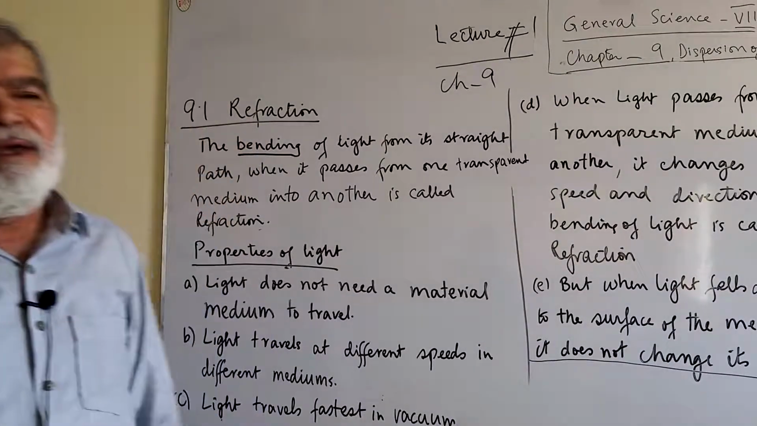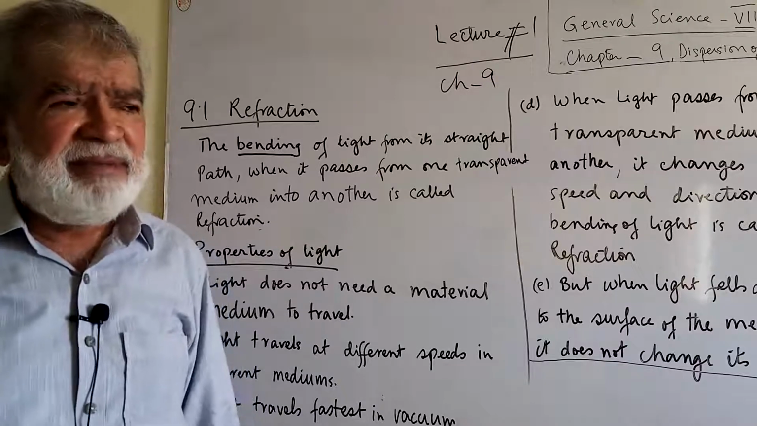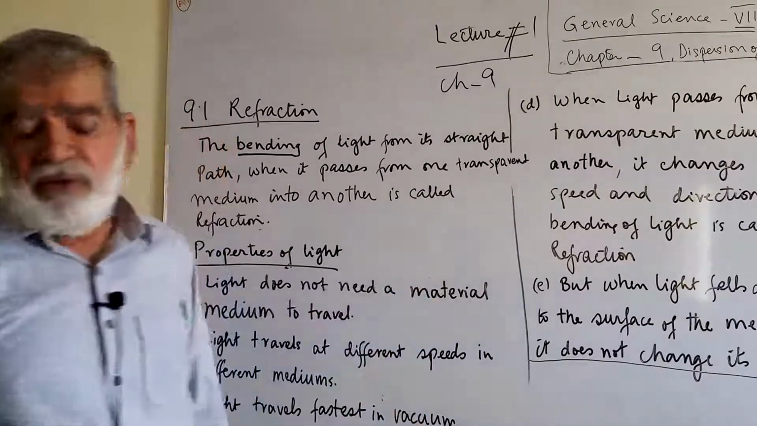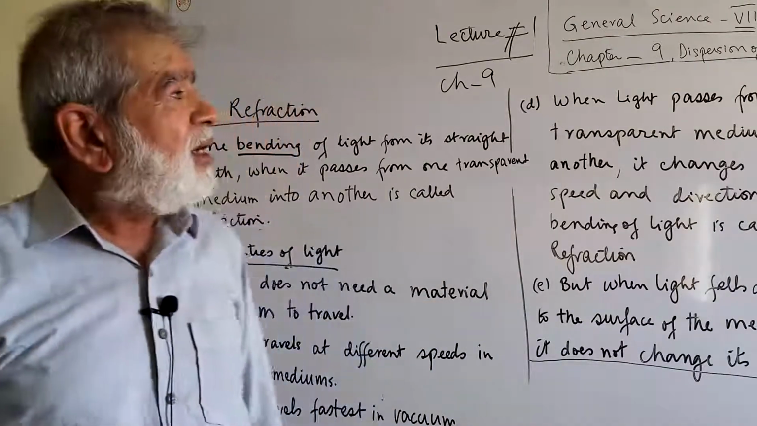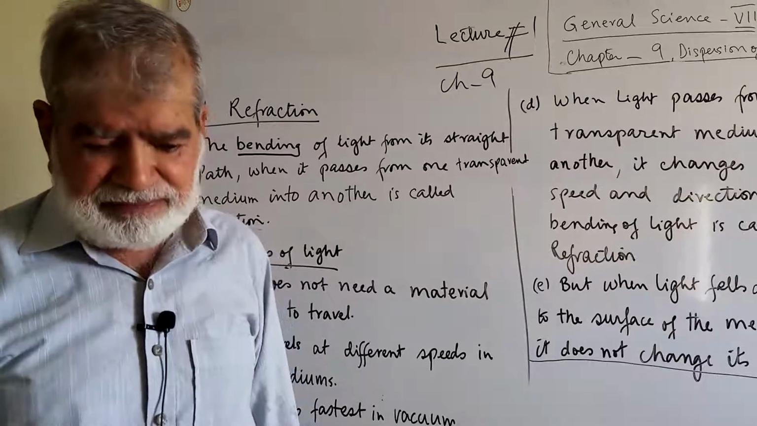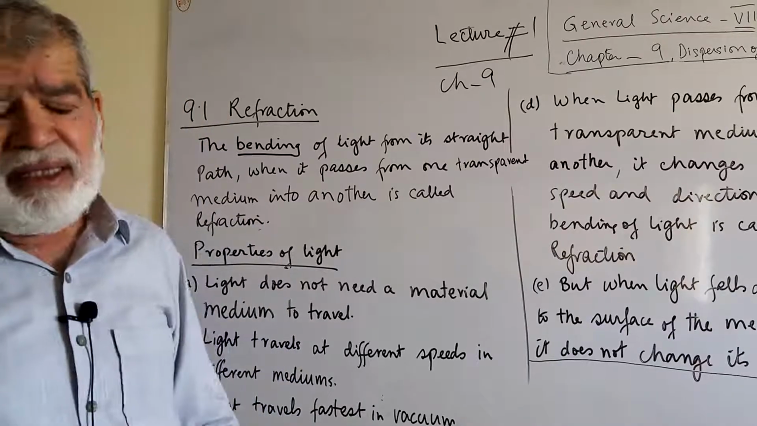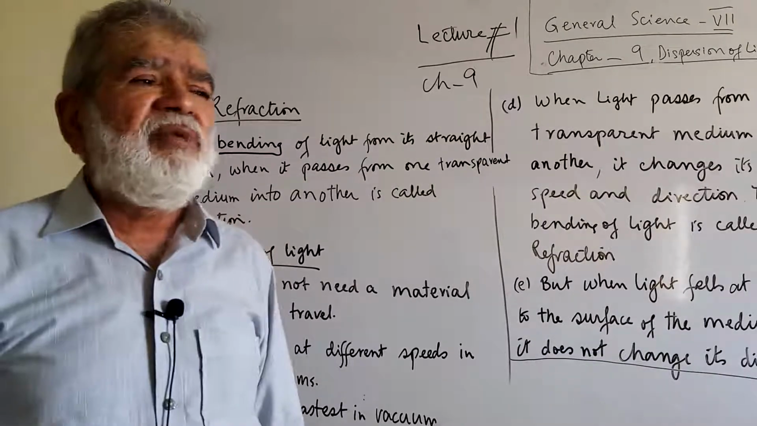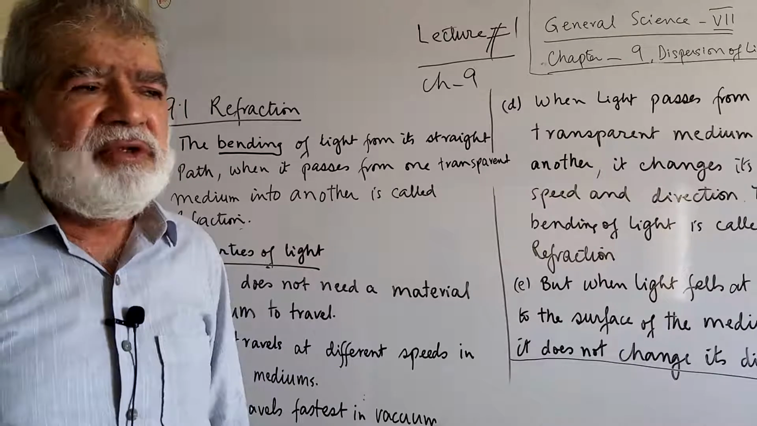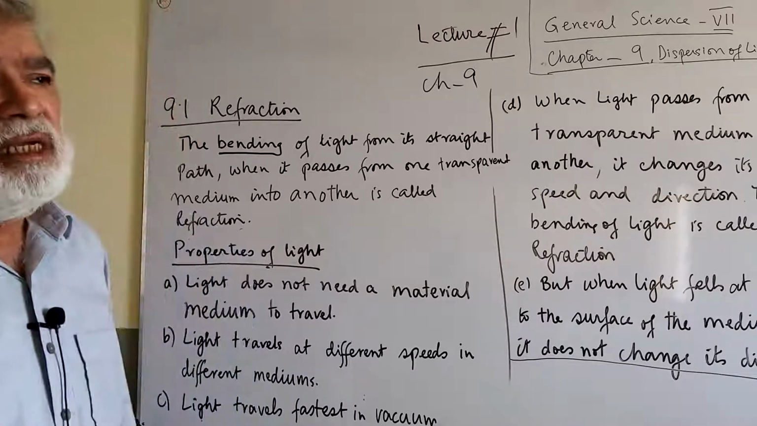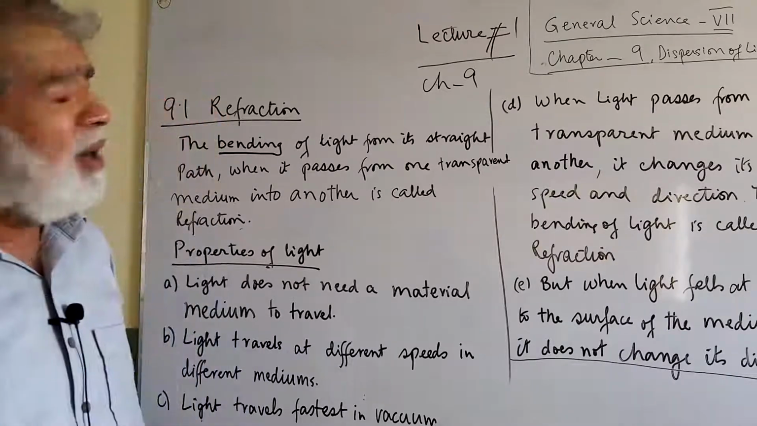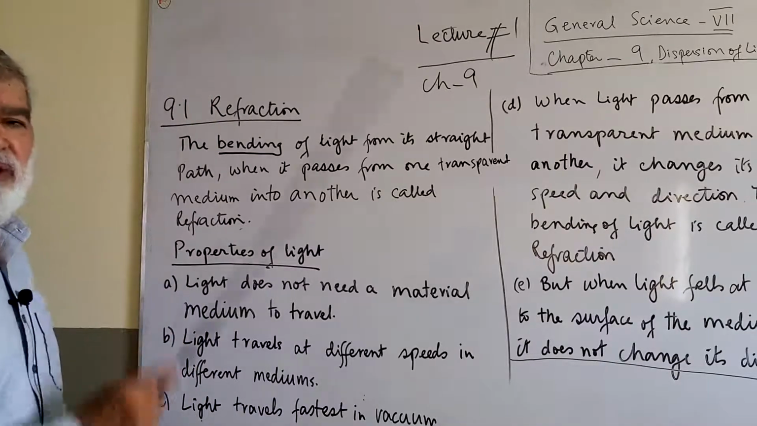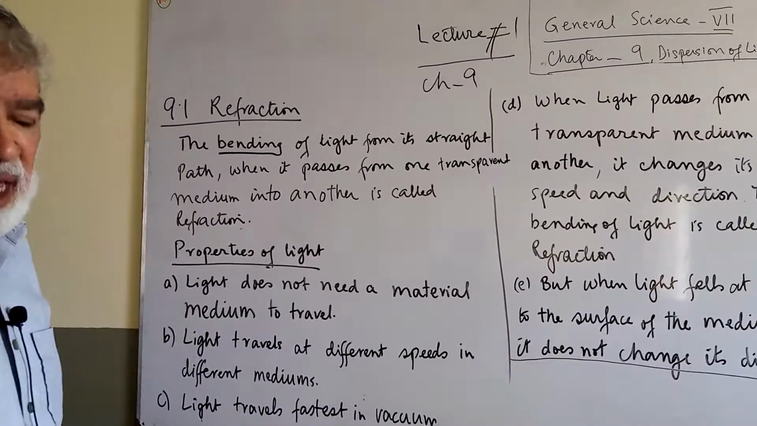Bismillahirrahmanirrahim. Well, students, today's chapter that we are going to start is the 9th chapter of your science book, and it is on dispersion of light. You have studied some of the properties of light. The first one was reflection, which you studied in the earlier classes. Now we will be studying refraction. This is the first topic, 9.1 of chapter 9th.